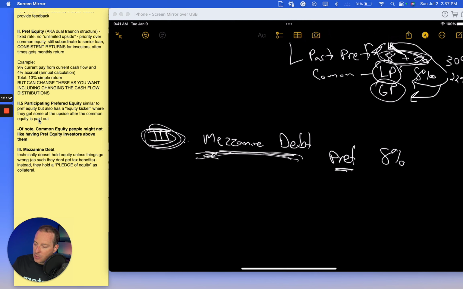So a little bit complex there. Whether you would decide to do that, whether mezzanine debt is getting involved, you're getting very, very advanced on how you're structuring these deals. Basically, they hold a pledge for the equity until things go wrong, and then they get that portion of the equity.